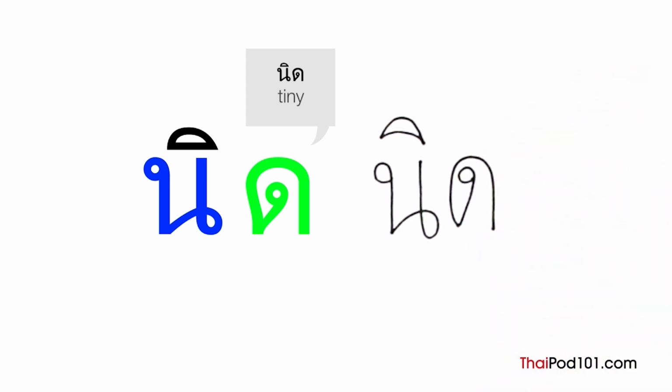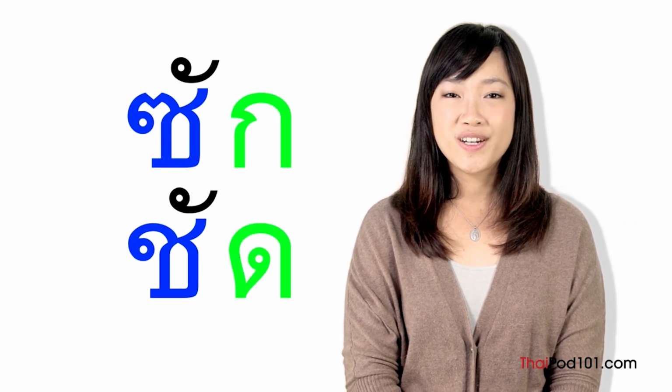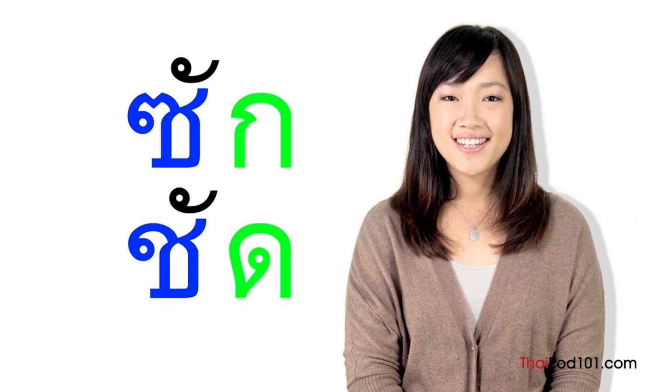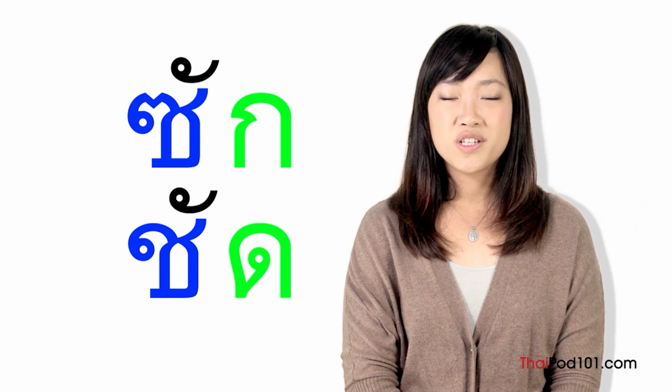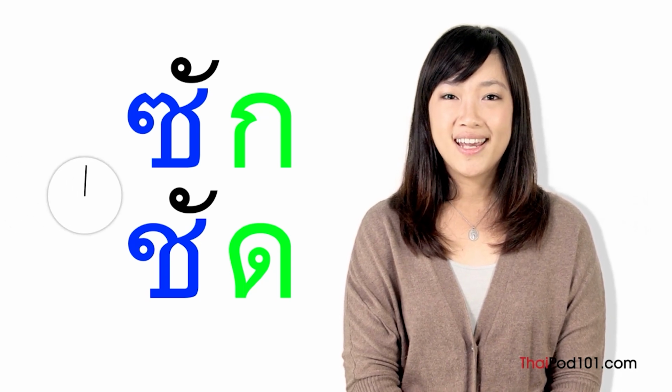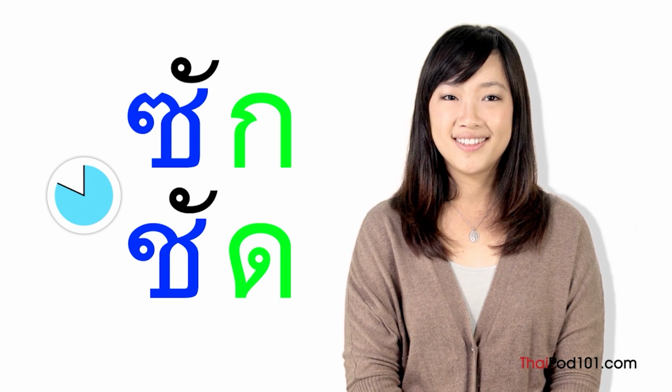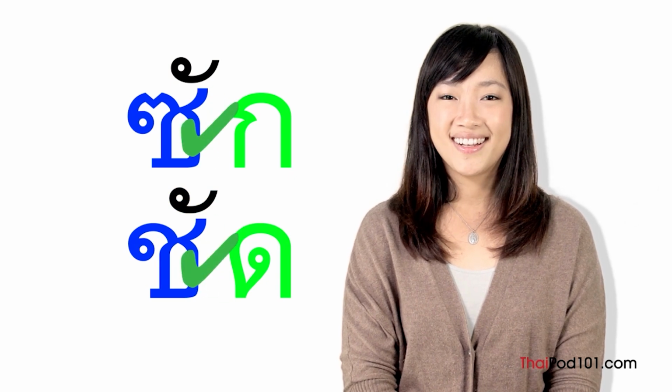นิด. We learned 2 new consonants in this lesson. Let's do a quick quiz to see if you can tell them apart. Here are two words. One says chat, which means clearly. The other says sak, which means to wash clothes. Can you tell which is which? Sak is the one on the top and chat is on the bottom. Did you get them right?